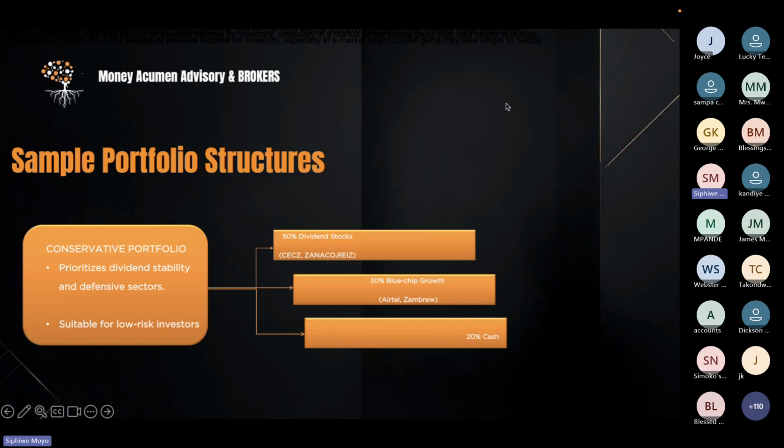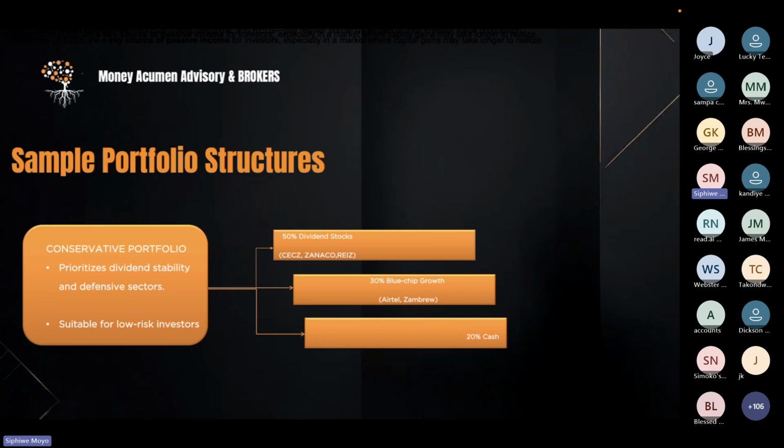So this type of portfolio really prioritizes dividend stability and defensive sectors, and it's suitable for low risk investors. So typically this type of portfolio will have 50% of dividend stocks. These would be your CEC, Zanaco, REIT, and 30% into blue chip growth companies. You have your Airtels and Burberry's as examples. Then a smaller allocation, which is 20% cash.